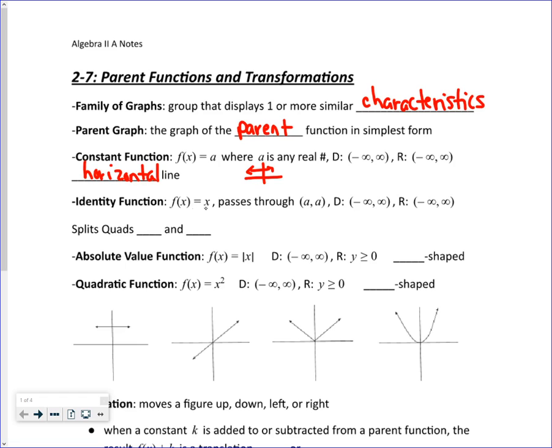All right, identity function y, or f of x, equals x. It passes through a comma a, so like 2 comma 2, 3 comma 3 or something. Again, domain and range is all real for both of them. It splits, what do I want to say there? Hold on, it splits quads. I'm assuming 1 and 3 is what it means there. I don't know what that means there.